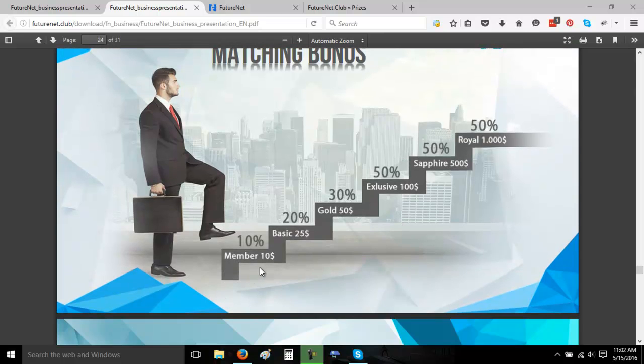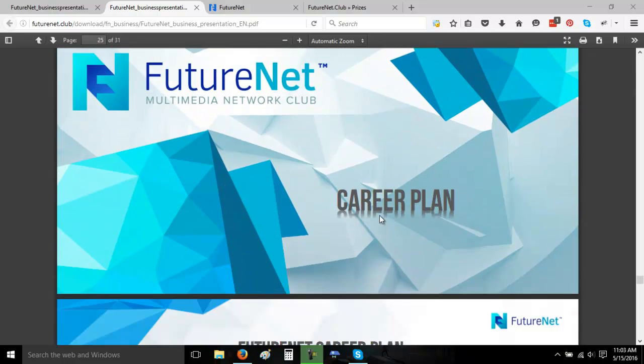So the way this works is your $10 people, you can make 10% matching bonus. Your $25 people that join at that level, you get 20% matching bonus, then 30%, 50%, 50%, and 50%. So it can add up real quick, as you can see.